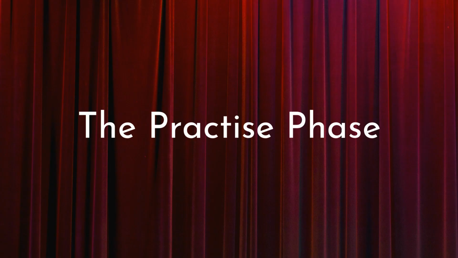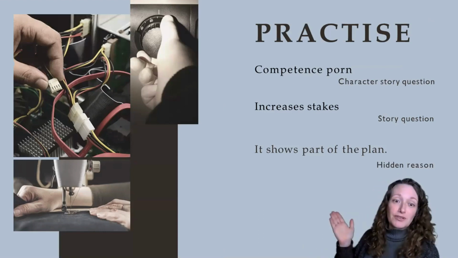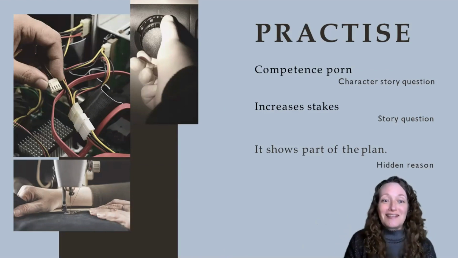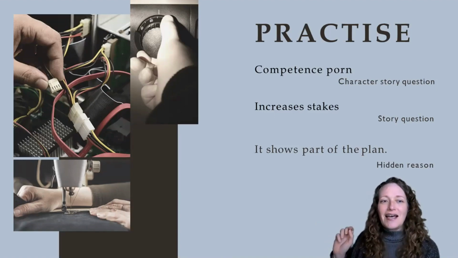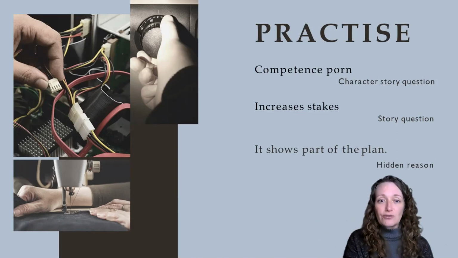The practice phase. This serves three basic functions. One is competence porn. In other words, we learn about the characters while they are doing things that they are good at. And the viewer takes pleasure from watching people be good at something. The next thing is that it shows part of the plan. In order for us to know that later that things have gone wrong, we have to know what they're planning.